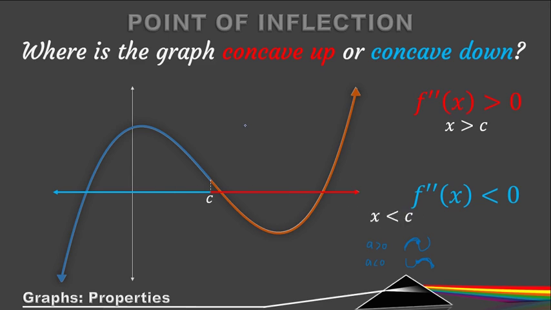So notice it's not always that if the second derivative is greater than 0, that x is going to be greater than c. That you determine by looking at this. Okay, so if the a value of your original graph is positive, you know you're concave down on this side, and if it's negative, you're concave down on that side. Just remember that.